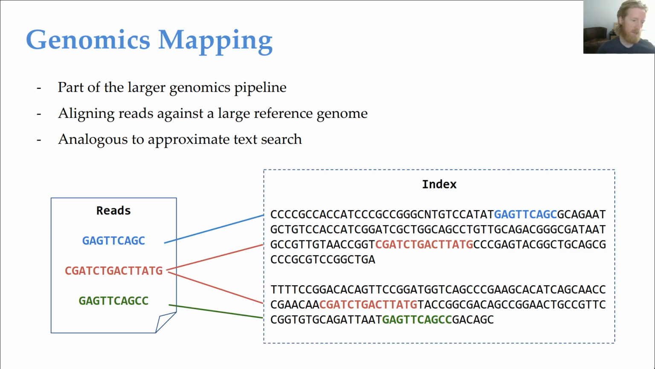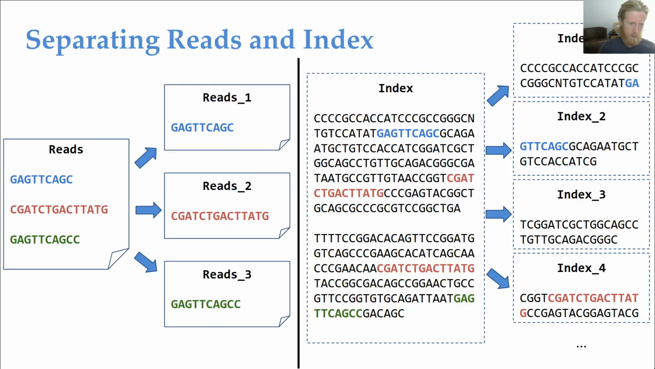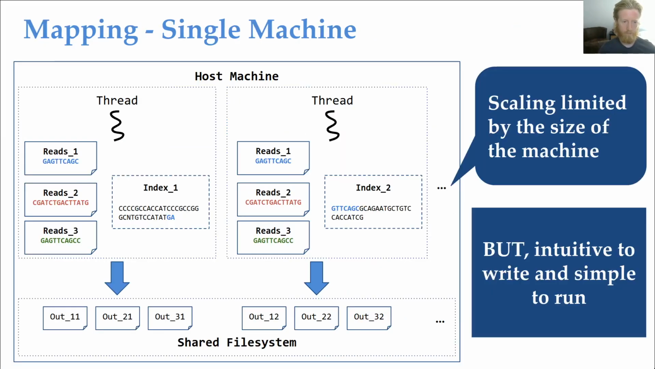Now the reads, as you can see on the left, is just made up of A's, T's, C's and G's, as is the index on the right. So it's a little bit like an approximate text search. In order to parallelize this, which is obviously our end goal, we need to split up the reads data on the left and split up the index data on the right. And this makes the algorithm itself easy to parallelize.